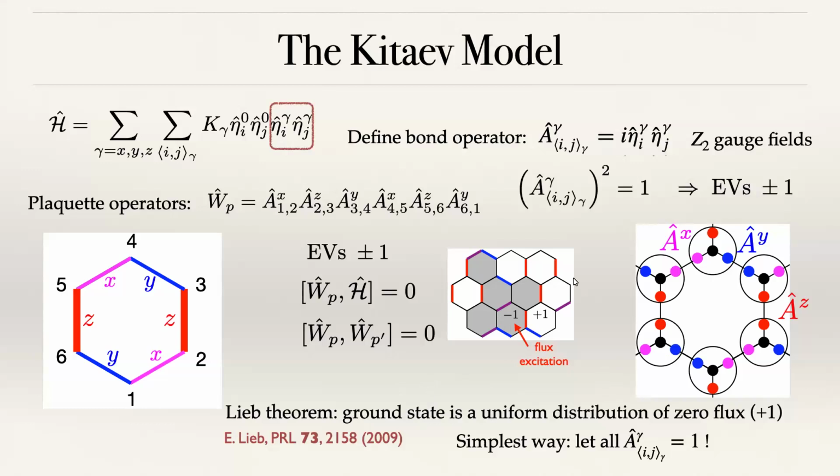One more thing to realize is that the bond operators here are actually Z2 gauge fields. So they correspond to some gauge degree of freedom. You can see, because the plaquette operator here is the only physical observable, we can pick different values for the bond operators along the same hexagon to get the same eigenvalue for the plaquette operator. So actually there are some gauge degrees of freedom that we can make use of.